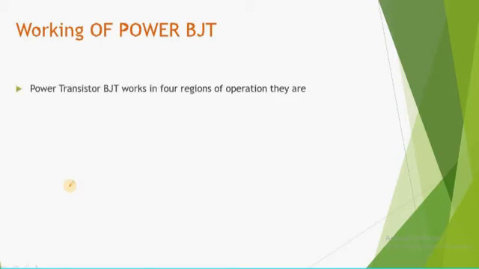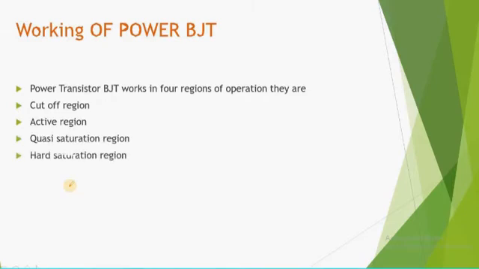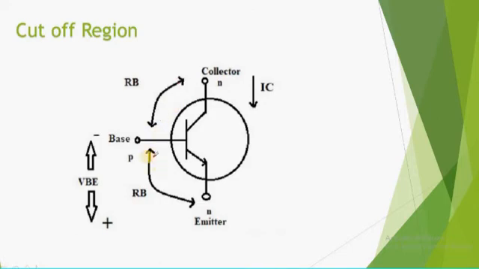Next we will see working of power BJT. There are 4 regions of operation: cutoff region, active region, quasi-saturation region and hard saturation region. We will see one by one. First, cutoff region. Here we can see an NPN transistor. The terminals are collector, base and emitter, and 2 junctions are there, that is base emitter junction and collector base junction. The input current is IB, that is current through the base terminal, and output current is IC.